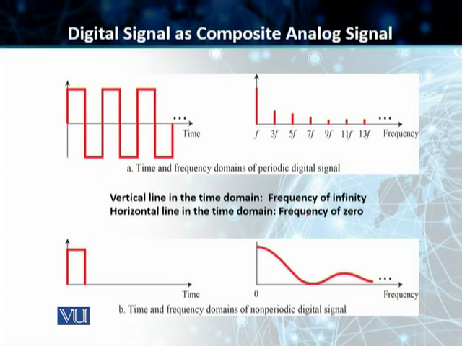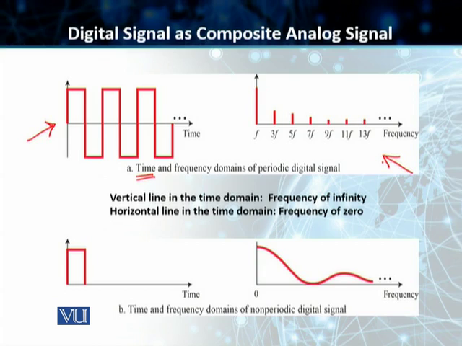In the first case, what you're looking at is a digital signal which is periodic, very rare in data communication, but we'll still talk about it. Students, in this case, what you have on the left-hand side is a time domain plot of this periodic digital signal. Students, what we have done is we have converted this into its equivalent frequency domain plot in here.